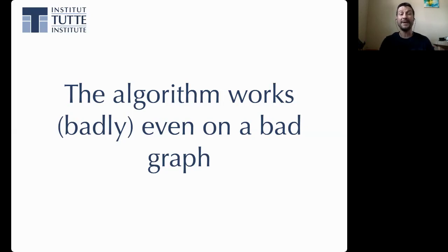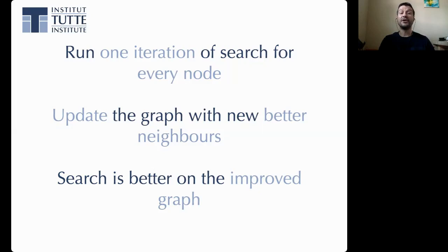It's just that it'll work badly and have a much worse chance of finding the nearest neighbors on a less good graph. So we can always just run one iteration of the search, expanding out to find the neighbors of neighbors as new candidate neighbors. That won't work very well, especially if we start with a random graph. But sometimes we'll find better neighbors. And so we can update the graph.